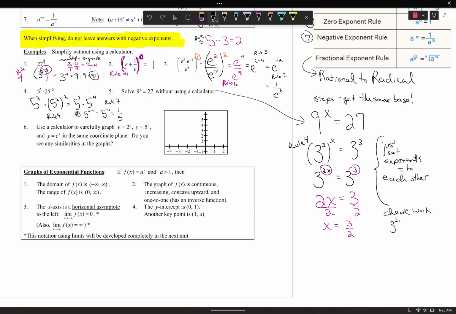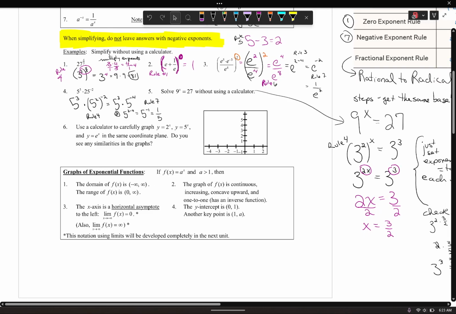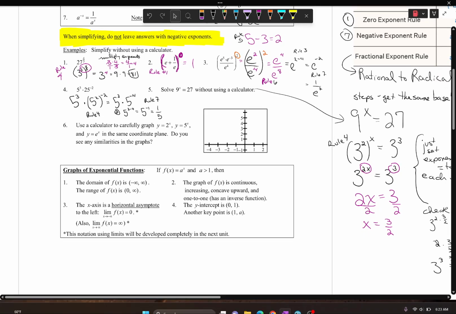This is going to be 3 squared times 3 halves. Is that equal to, question mark, 3 cubed? Well, yeah, because 2 times 3 halves is, ready, just 3. So 3 cubed, does it equal 3 cubed? Check. It totally does.